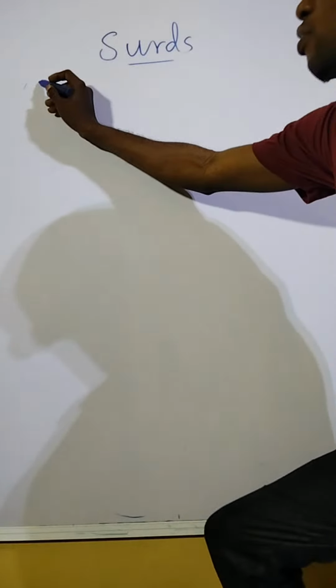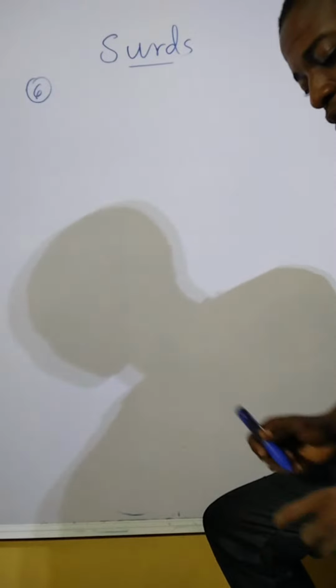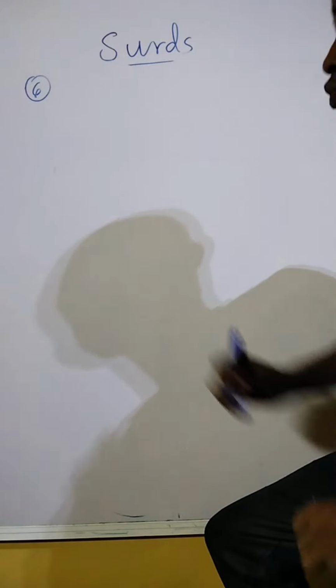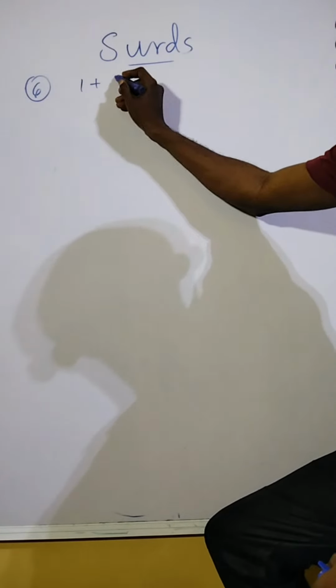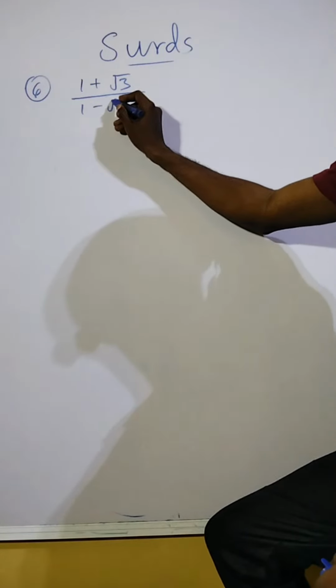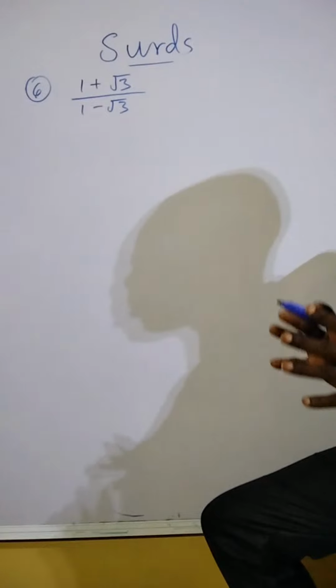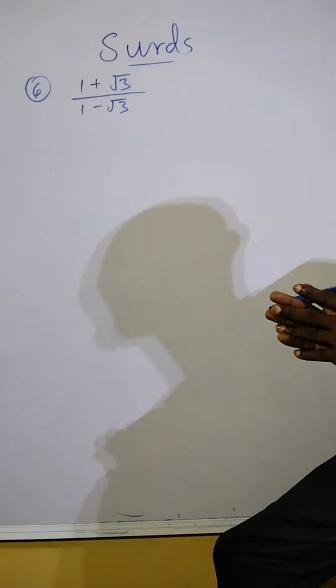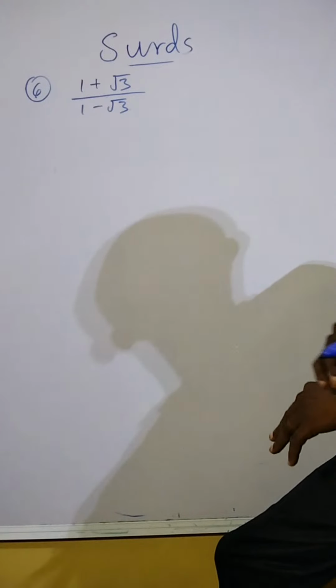All right, so let's consider another one here as number 6. We have also simplify 1 plus root 3 over 1 minus root 3. This is also a surd that we need to rationalize the denominator.